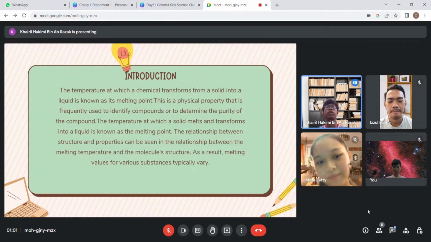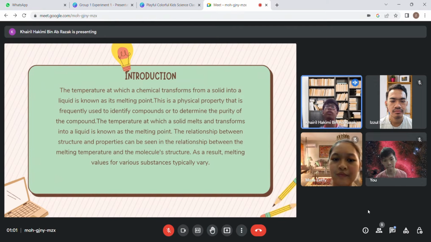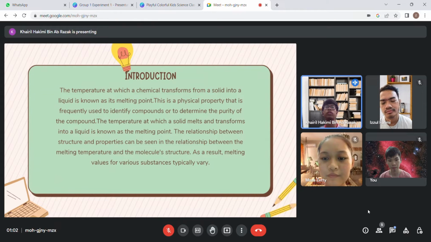Introduction. The temperature at which a chemical transforms from a solid into a liquid is known as its melting point. This is a physical property that is frequently used to identify compounds or to determine the quality of the compound. The relationship between structure and properties can be seen in the relationship between the melting point and the molecule structure. As a result, melting values for various substances typically vary.